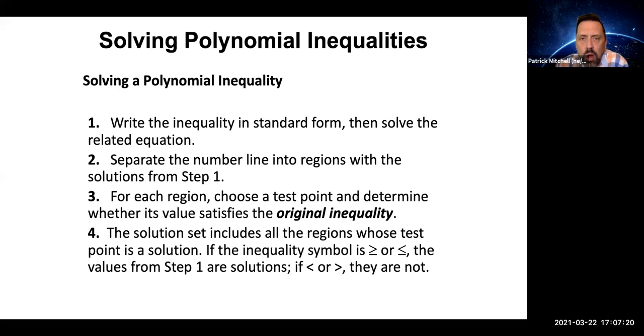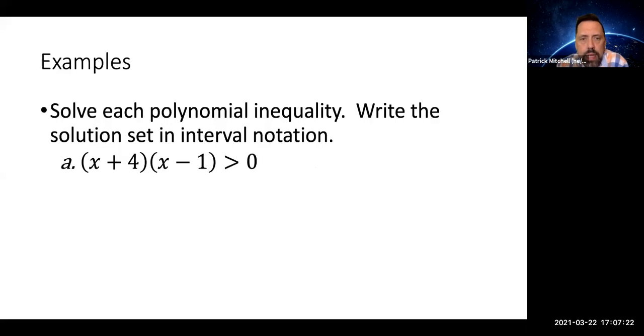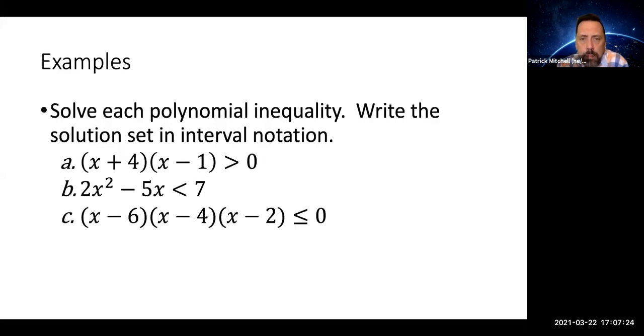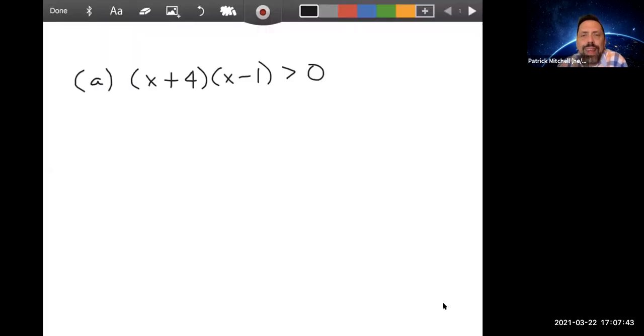But again, I'm going to walk you through all these steps in these 3 examples, starting with the one that we just tried and failed to do. So let me get on the right page of the tablet here, and then we will switch over. Okay, so here's this inequality again. x plus 4 times x minus 1 is greater than 0.